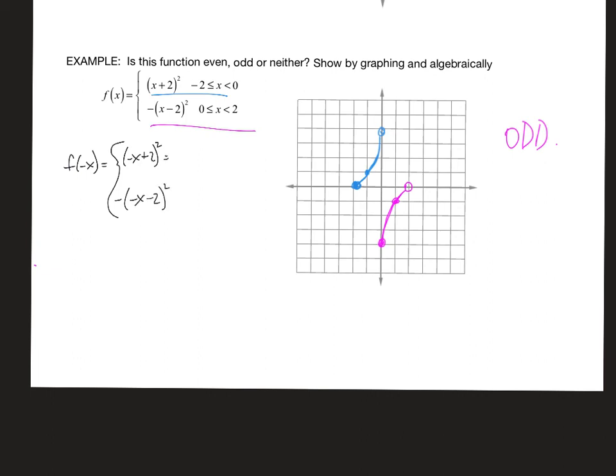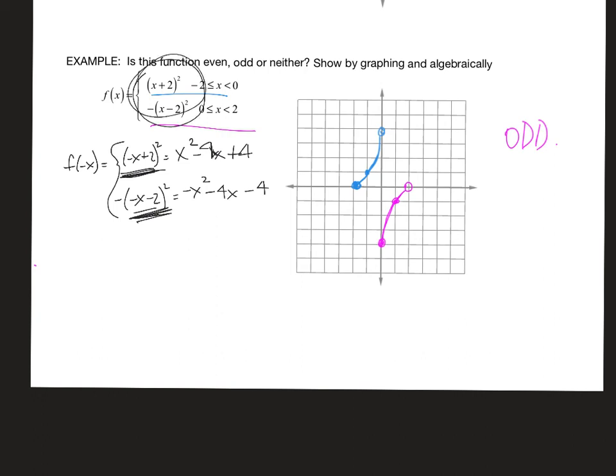Okay, let's actually multiply this out. If I FOIL this out, I get x squared minus 4x plus 4. And this one, I'm going to FOIL and distribute the negative. Okay, so I get negative x squared, negative 4x, negative 4. Okay, so it's not even, because this original and this original do not look like this original.